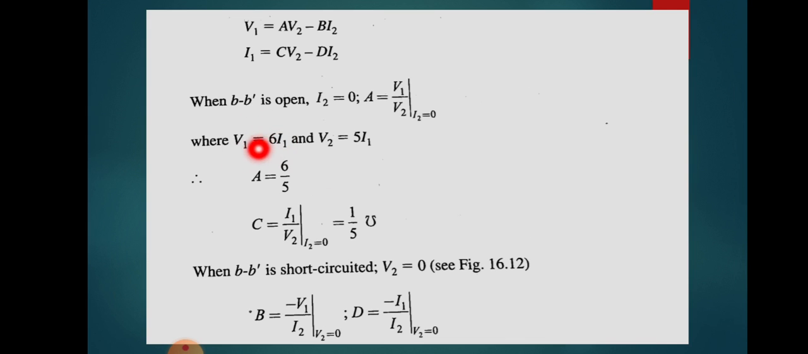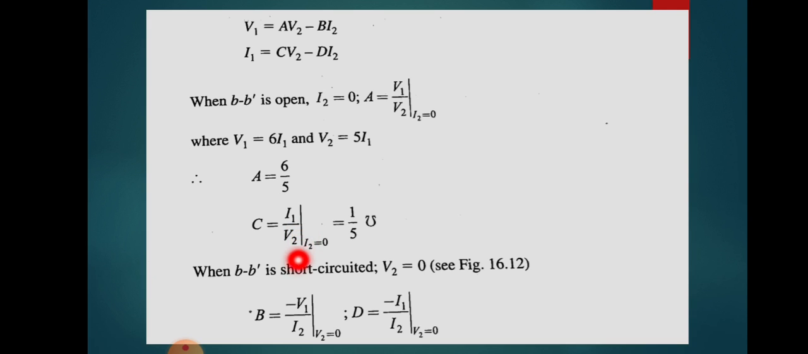So you can substitute V1 and V2 in this case. So you will get I1 and I1 get cancelled. So you will get the value 6 by 5 as A. Next you want to find out C. You have the equation C equal to I1 by V2. And here you know what is I1.